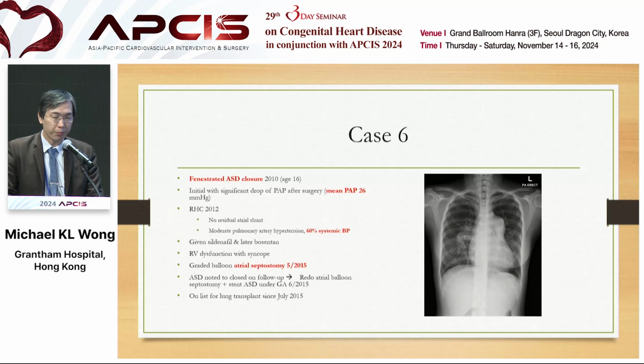Initially, the pulmonary arterial pressure actually came down to a mean of 26 millimeter mercury after the operation. But unfortunately, after 1 to 2 years, the pulmonary hypertension bounced back with pulmonary pressure up to around 60% of the systemic blood pressure. And therefore, atrial septostomy was performed a few years later as a bridge to lung transplantation. And the patient was on list for lung transplant since 2015.